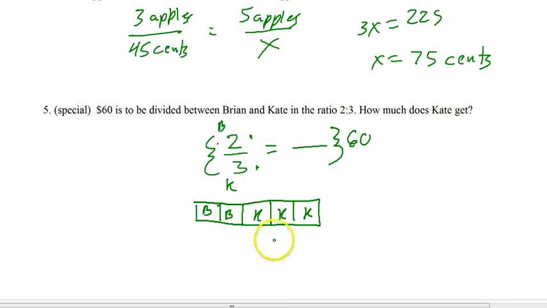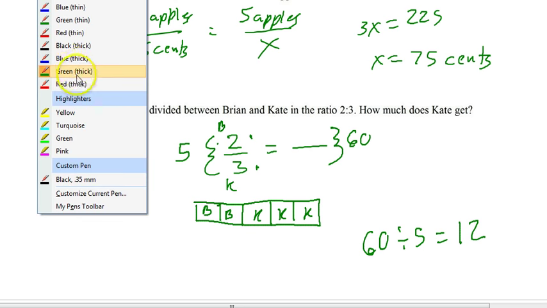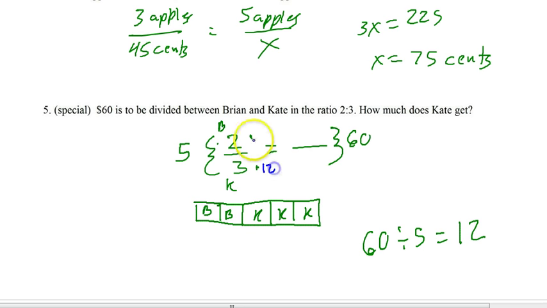So how many pieces are there total? There's 5 total. 5 pieces. 5 portions that each are going to get. So if you were to take 60, divide it by 5, we would get 12. This tells us that each person is going to get 12 portions of this little ratio here. So 2 times 12 is 24. 3 times 12 is 36. And that is a 2 to 3 ratio.